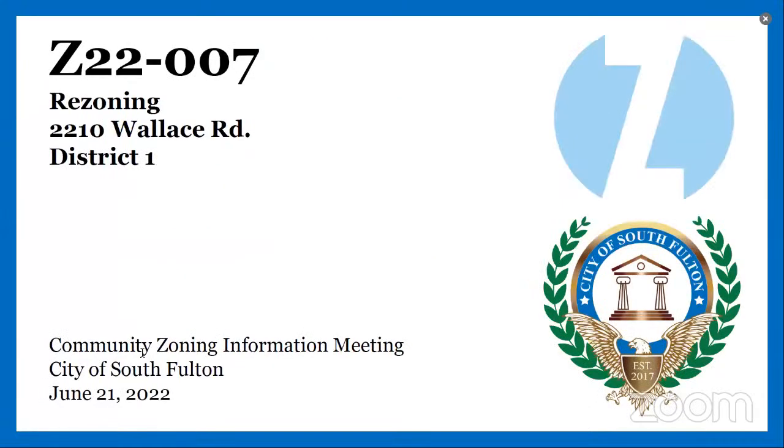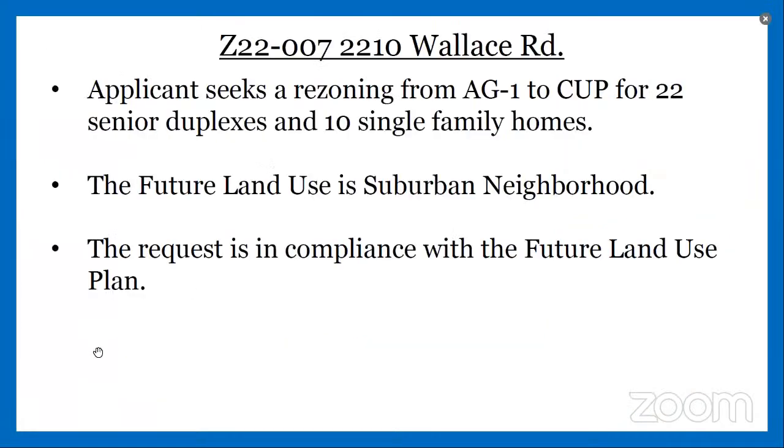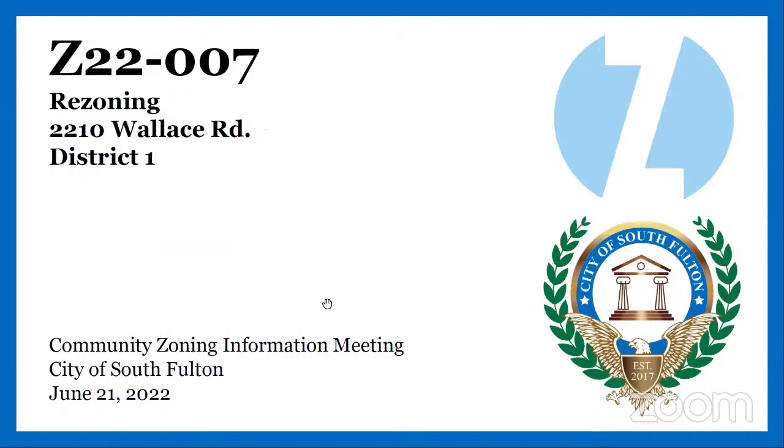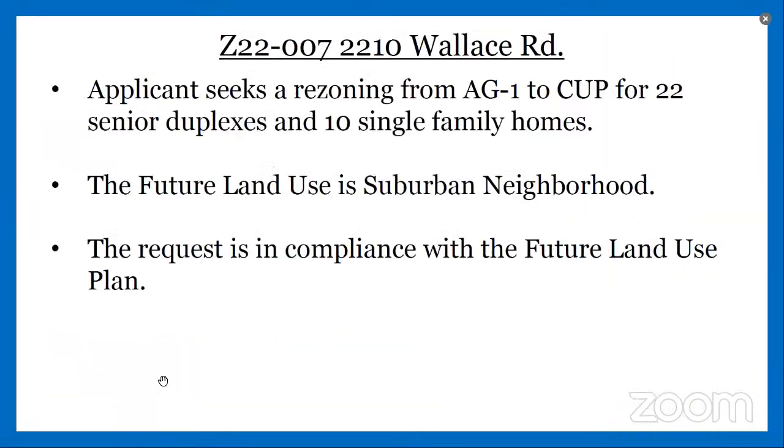And we'll get started. Our first case is Z22007. It's a request for rezoning on Wallace Road. The applicant seeks a rezoning from AG1, which is the Agricultural Zoning District, to CUP, which is Community Unit Plan. Basically, Community Unit Plan is a zoning district for planned residential developments. Their plan includes duplexes for seniors. There are 22 duplexes and 10 single family homes. And the future land use here is suburban neighborhood. It's in compliance with the future land use plan. Go to the next slide.